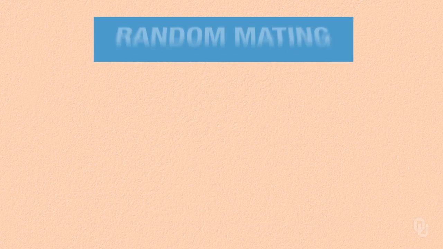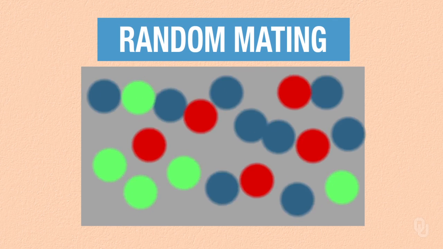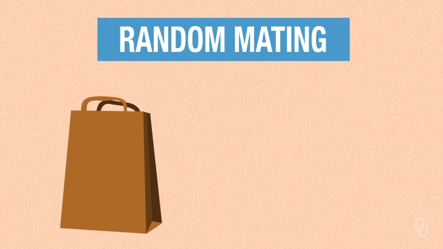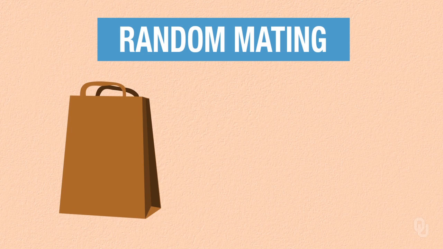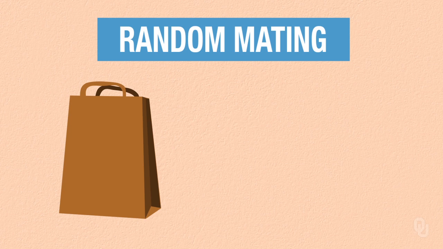To simulate random mating, let's imagine that these different genetic types are balls in a bag. Simulating random mating is the equivalent to shaking up the bag so that one ball can be pulled out at random. The color is then recorded, and then the ball is placed back in the bag. This process is repeated until the full size of the next generation is achieved. In statistics, we call this a random sample with replacement.